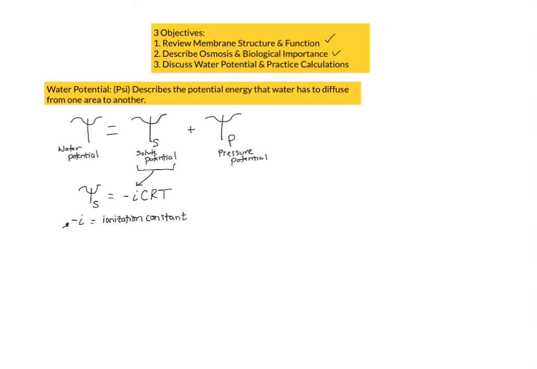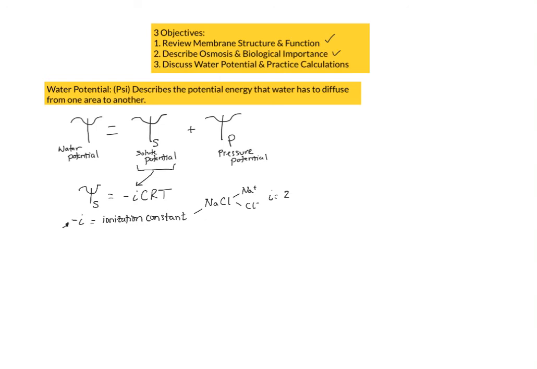Now, there's lots of stuff we could say about this. All you need to know is that when you are dealing with a salt, like sodium chloride, when we dissolve it in water, it becomes a sodium ion and a chloride ion. It becomes 2 ions, and so the I value will be equal to 2. That's the ionization constant if the solute is a salt.